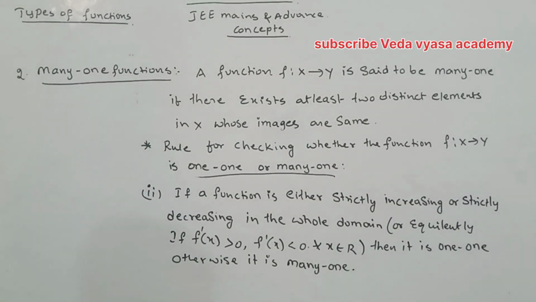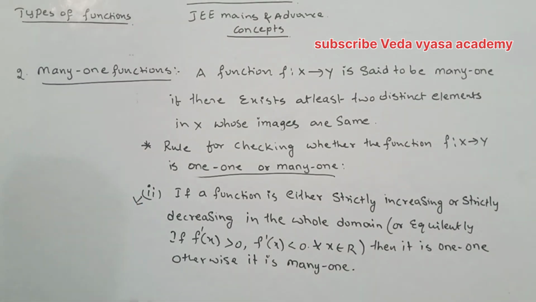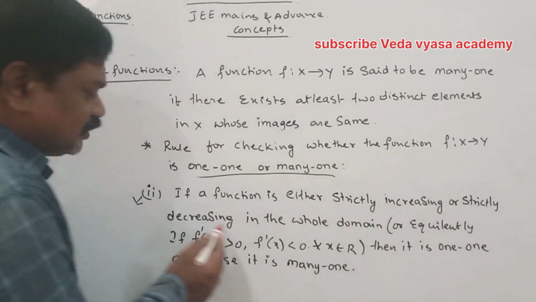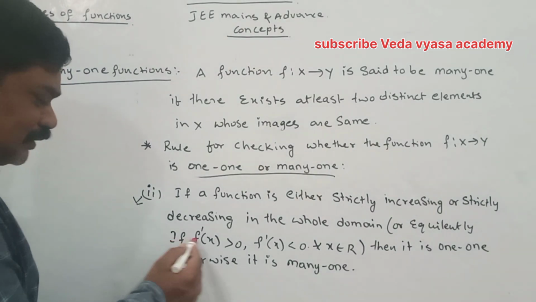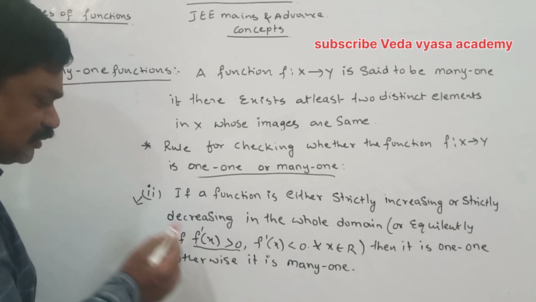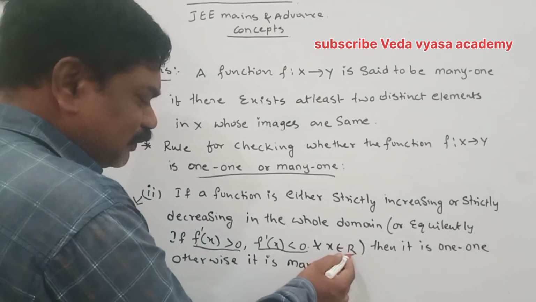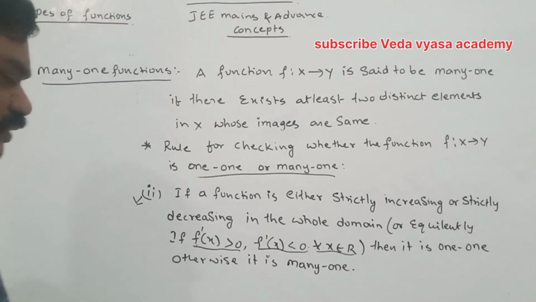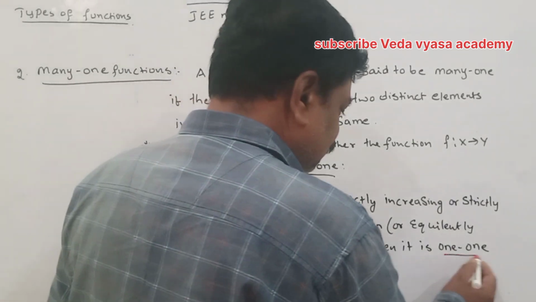Rules for checking whether the function f from x to y is one-one or many-one. This is the second rule. If a function is either strictly increasing or strictly decreasing in the whole domain, meaning f dash of x is greater than 0 or f dash of x is less than 0 for all x belonging to R, then it is one-one.